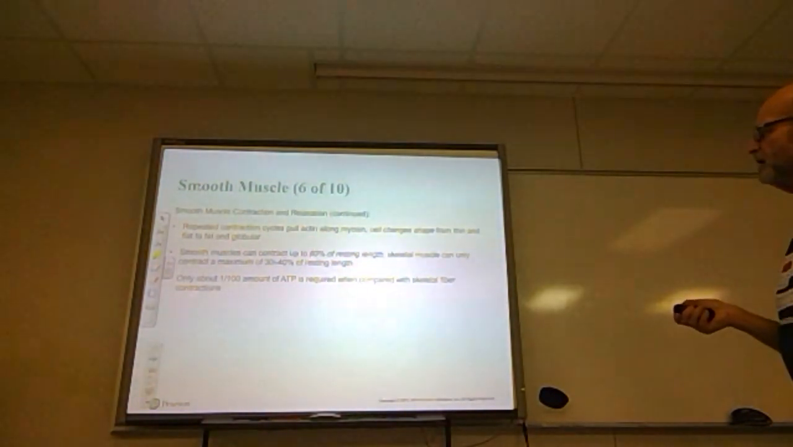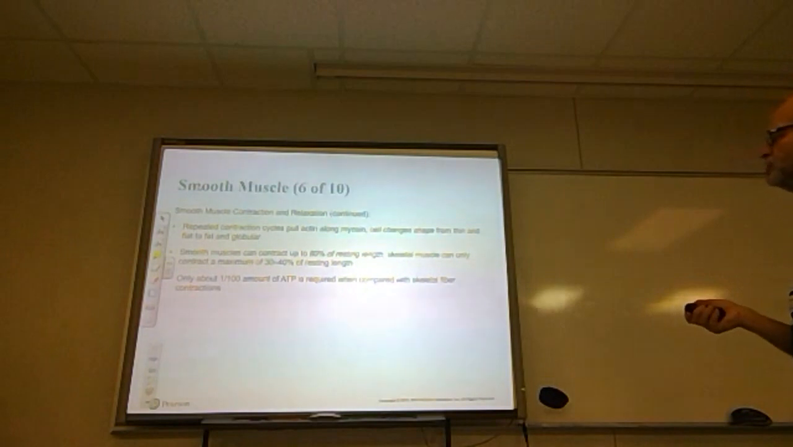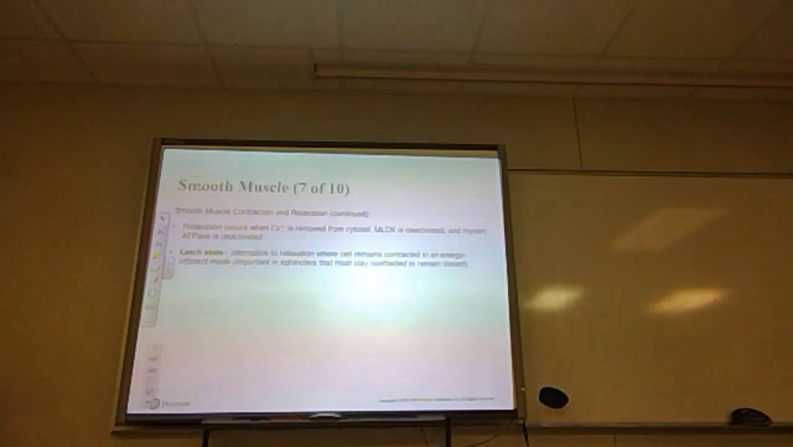Smooth muscles can contract up to 80% of their resting length, whereas skeletal muscle only contracts about 30 to 40% of its resting length. And only about 1/100th the amount of ATP is required when compared to skeletal muscle. So even though they contract much more, they require much less energy to do so.